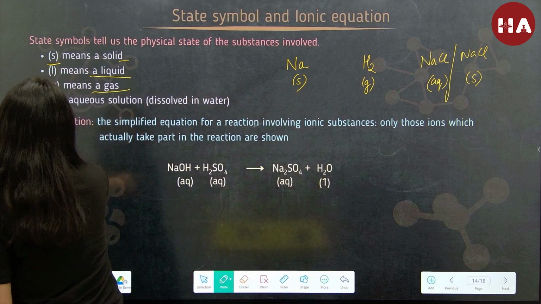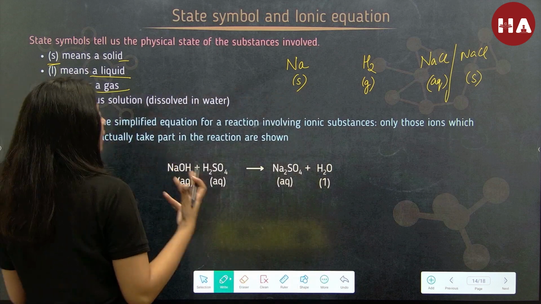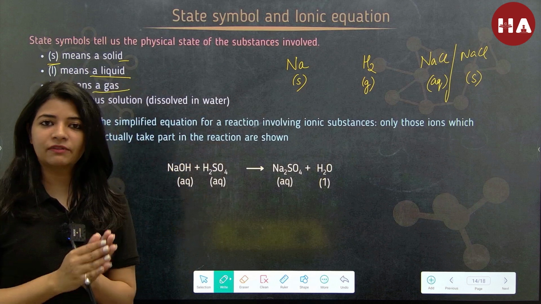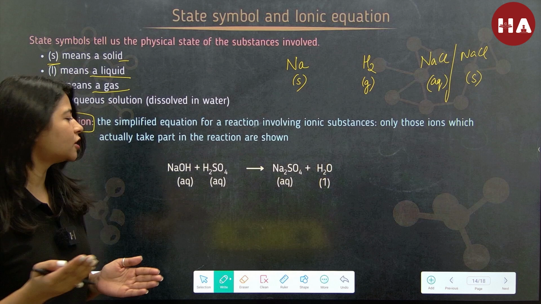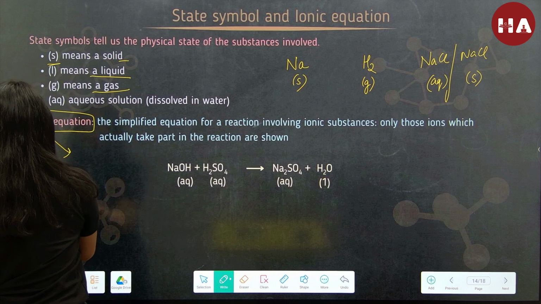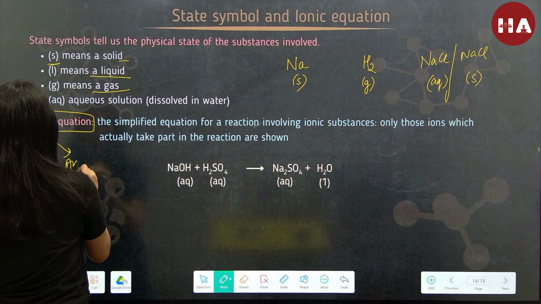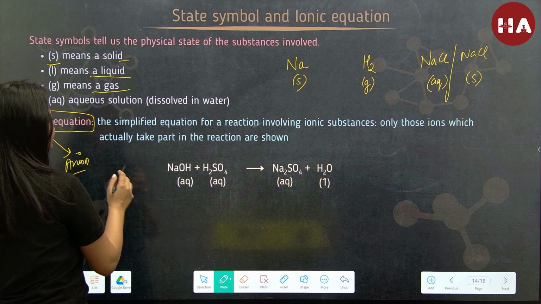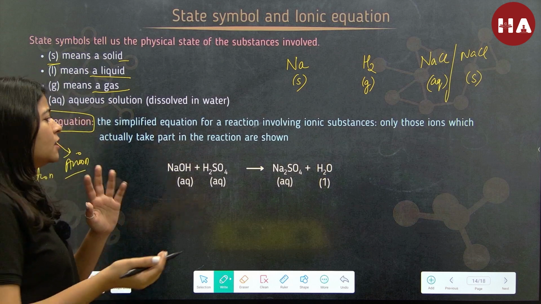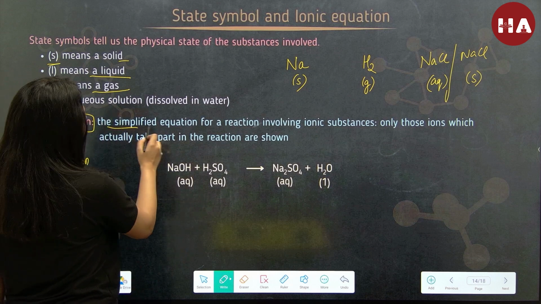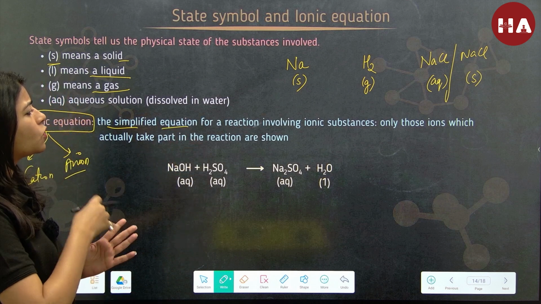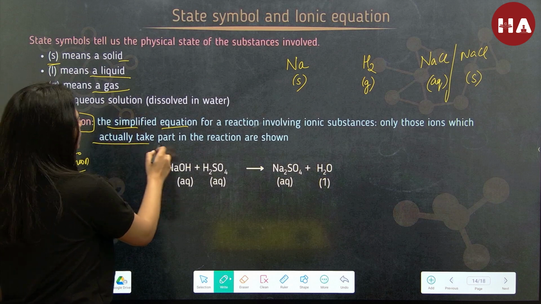Now let's talk about ionic equation. Now what are ions? Ions can be of two types, cation and anion. Cation is positively charged species, anion is negatively charged species. We all know that, right? So cation and anion. So here we have a simple equation. Let's check how equations are formed. Okay, so basically in any equation, the simplified equation for a reaction involving ionic substances, only those ions which actually take part in the reaction are shown.